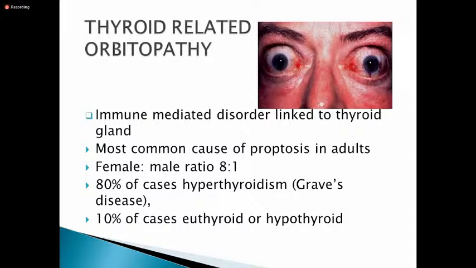In most cases there is hyperthyroidism, but you can actually get thyroid orbitopathy when the thyroid hormone levels are normal, or in some cases they can even be low. That is called euthyroid if it's normal, or hypothyroid thyroid orbitopathy.